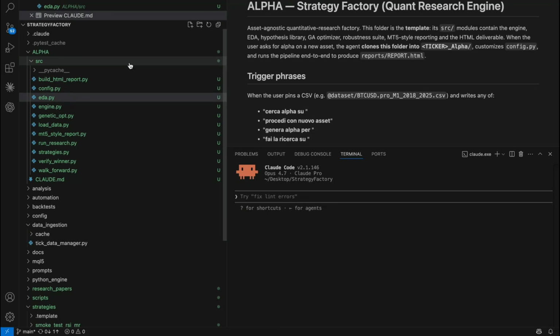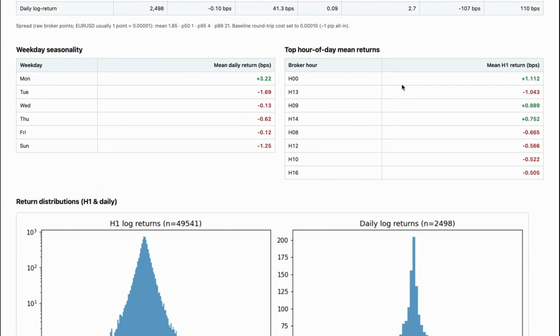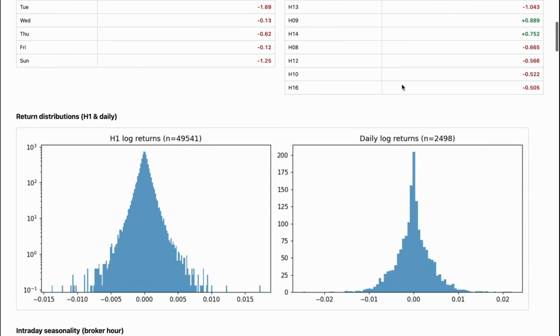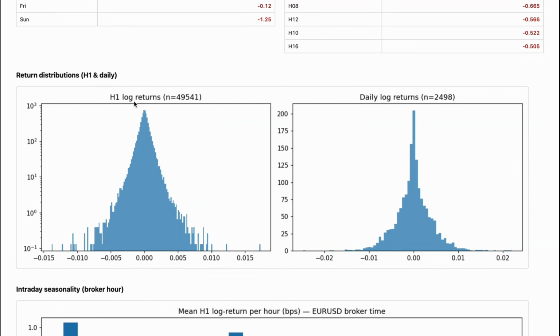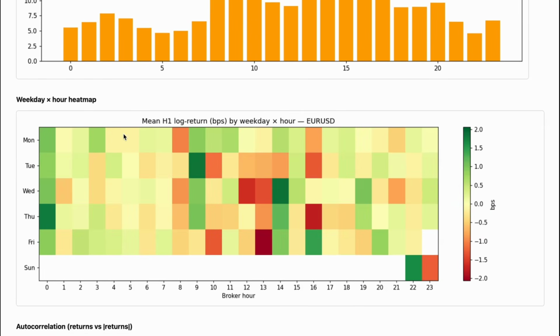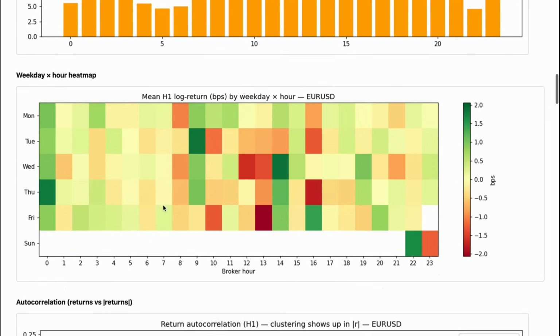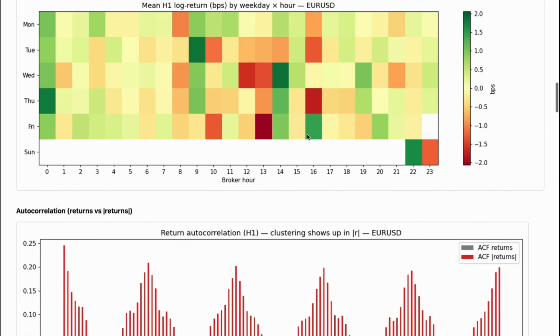And then the workflow is built with different engines that work all together. The first one gives you the daily returns, hourly returns, and different patterns of the price of the dataset. In this case, it's the hour distribution, daily distribution, intraday volumes, and then we have the weekday per hour heat map. It shows, on the broker hours, on which day and for which hour the price is moving the most, in this case for euro dollar.